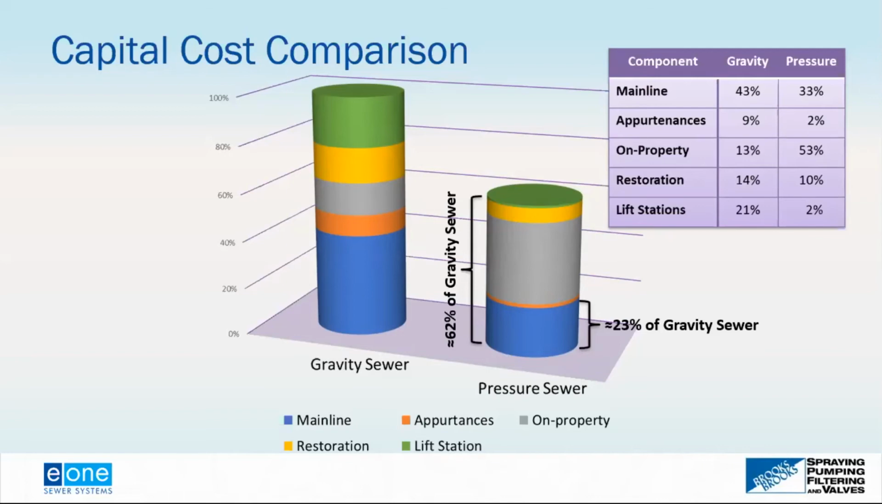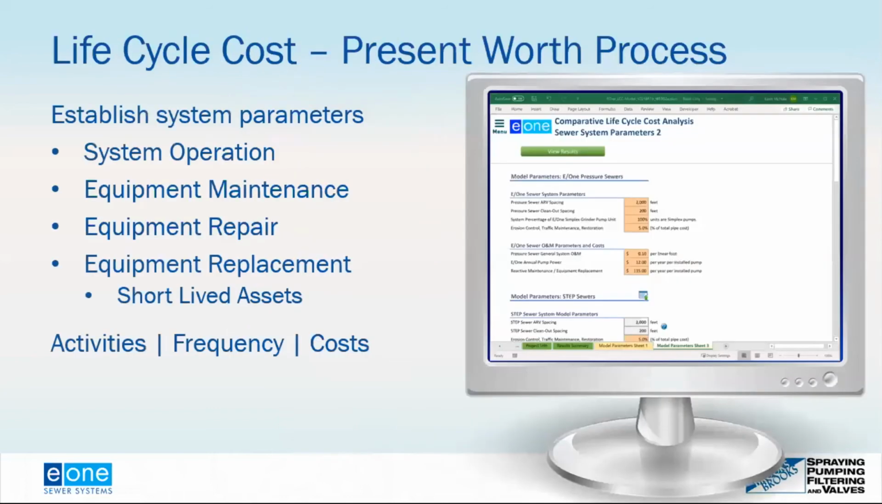With the gravity sewer system, you're spending a lot of money now to connect people way down the road. Whereas with the pressure sewer system, you're spending less money now, and you spend the on-property component when the homeowner's septic system fails and they have to install and connect to the pressure sewer system. So that's another key advantage we look at.